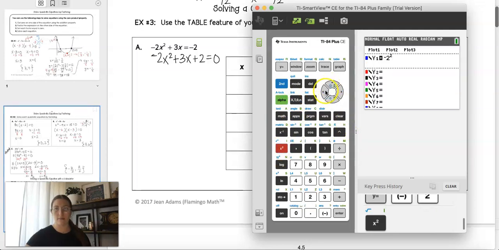Nope, that's not right. Delete. Backspace. Delete it. There we go. So 2x squared plus 3x plus 2.